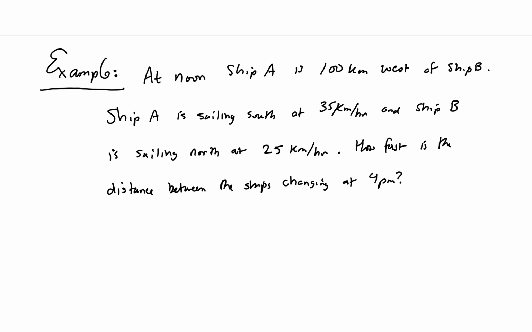Okay, so we have two ships. At noon, one's just directly west of the other by 100 kilometers. But ship A is sailing south at 35 kilometers per hour, and ship B is sailing north at 25 kilometers per hour. And we want to know how fast is the distance between the ships changing at 4 p.m.